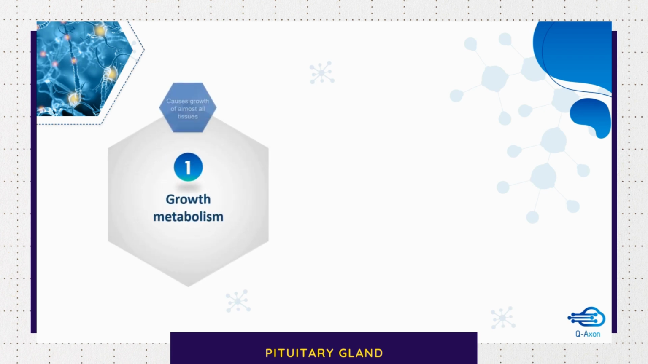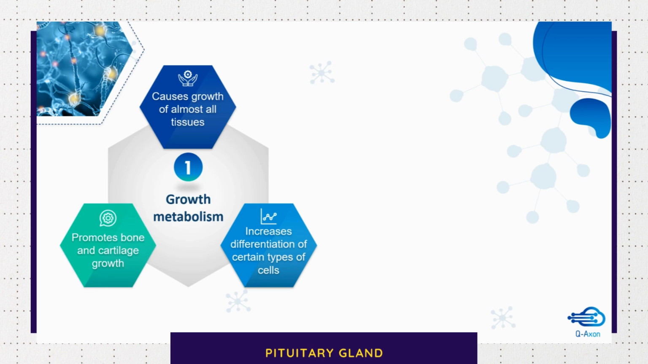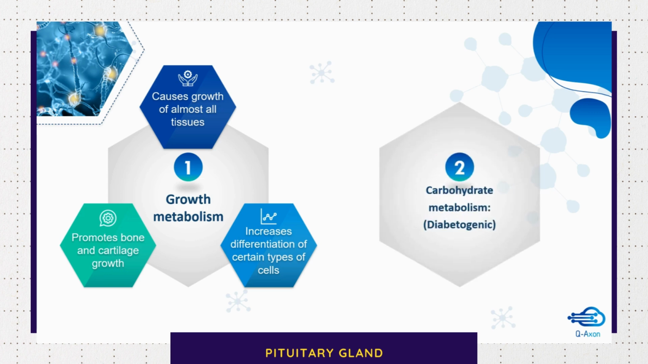Moving on to actions of growth hormone. Its main role is in growth and metabolism. It causes growth of almost all tissues that are capable of growing. It increases differentiation of certain types of cells, and it also increases mitosis, and it promotes bone and cartilage growth. So any hormone has an effect on metabolism as well. So let's see the role of growth hormone in different metabolisms one by one.